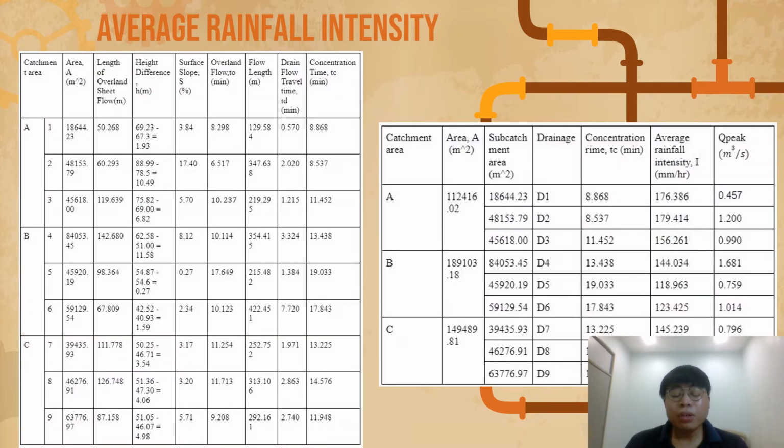This is the table of all the results analyzed. This first table is from all the catchment areas and all the drainage. All the TC has been analyzed using the method I mentioned just now. We get all the TC, then we use the TC here to substitute inside. You can see in the table too, all the TC here. We can get the Q peak from all the TC and the I value we get. So this is all the analysis.